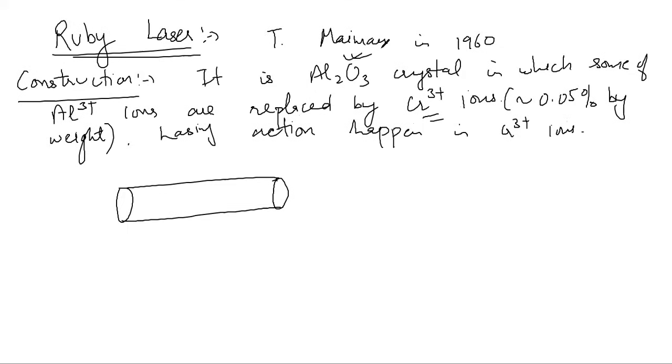Aluminum oxide crystal is simply used to suspend chromium ions. That is its only function; it has no other role in the laser. It is simply used as a medium to suspend the chromium ions, and that is why aluminum oxide is called the host crystal, because it hosts the chromium ions. So this ruby rod acts as your active medium in the case of the ruby laser.